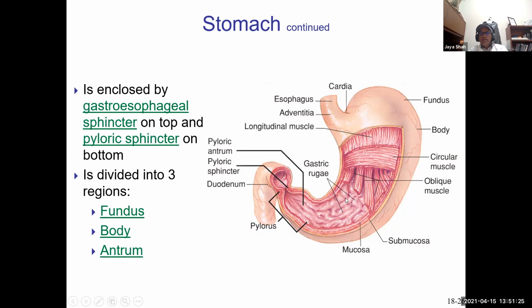Then the mucosa is folded, and that makes the rugae. These are called stomach rugae or gastric rugae. When your stomach is empty, these rugae are heavily folded, and when you have eaten, they stretch. That's why your stomach is very distensible. It can extend to 3-4 liters, and if you don't eat, it can shrink too.